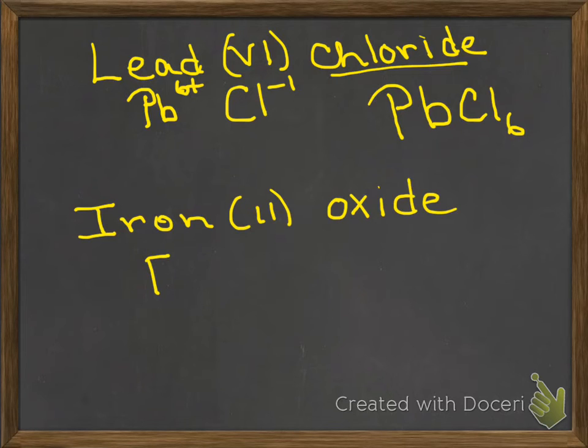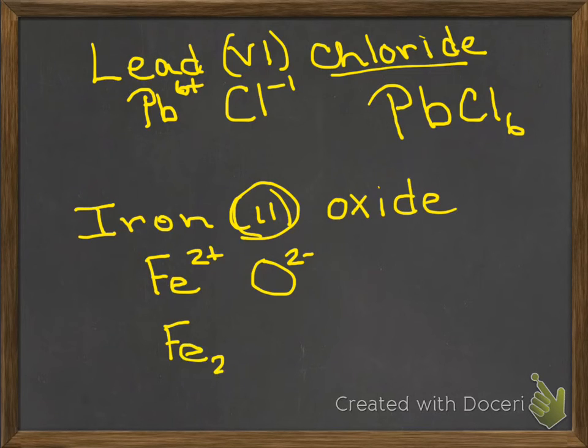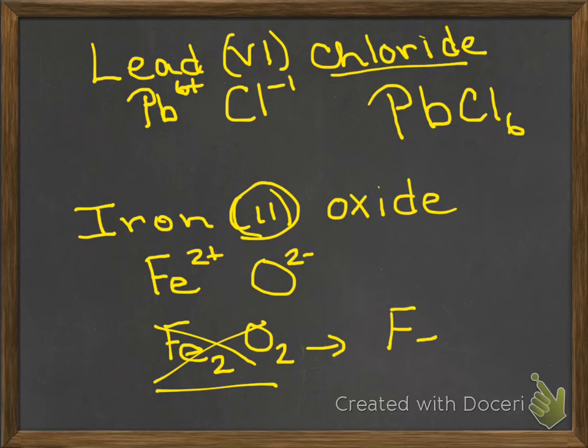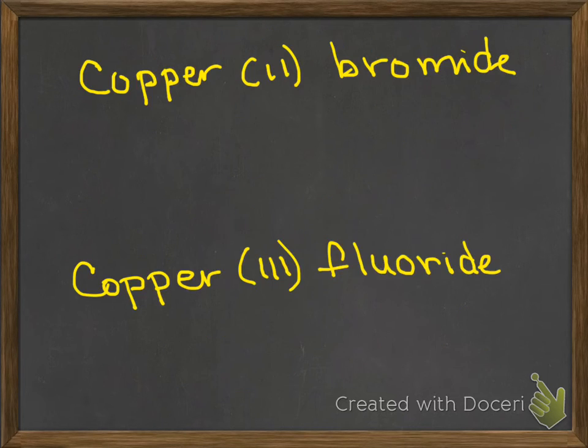One more, iron 2 oxide. We know that iron is Fe. This tells us it's got a plus 2 charge. Oxygen, group 16, has a negative 2 charge. So if we crisscross these, we would get Fe2O2. Hopefully, you know that we cannot leave that like that because we're going to simplify. So the correct formula would be FeO, by simplifying the two 2's beside the iron and oxygen.